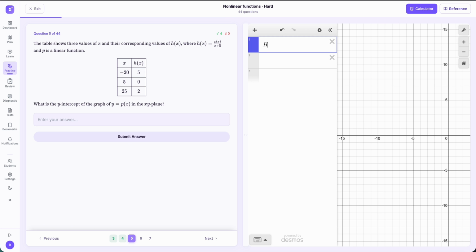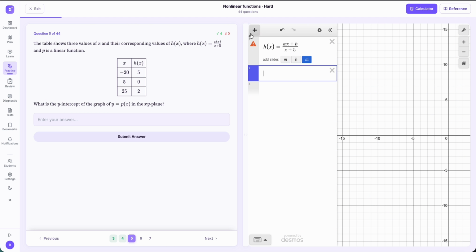So h of x, they tell you, is p of x over x plus 5. This is going to be a custom regression problem. One thing that makes this tricky is they didn't even write the full equation for you here. They just tell you p is linear. So you should replace that with our linear equation mx plus b. Now, Desmos can tell you what m and b are going to be if you give it a few points and you write a regression statement.